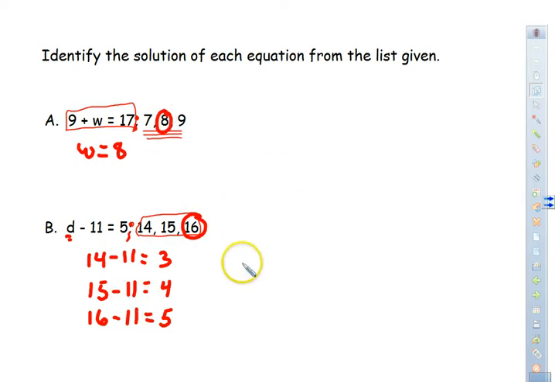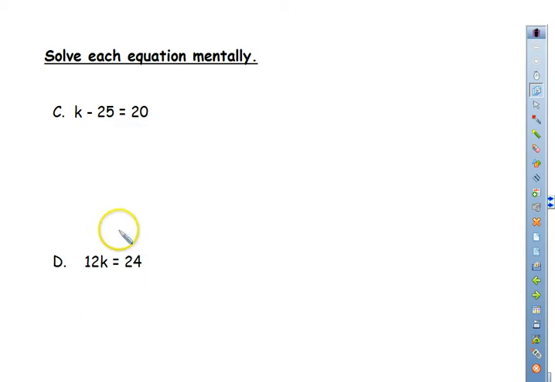Again, if you're having questions on these, please feel free to write those questions down and bring them to class for tomorrow for more discussion. Now the question for this simply says solve each equation mentally. So now we don't have any choices. Now we've got to go through here and do a little bit of critical thinking as we go to solve for that variable. So go ahead, and I'm going to let you do letter C and D. So go ahead and hit pause.